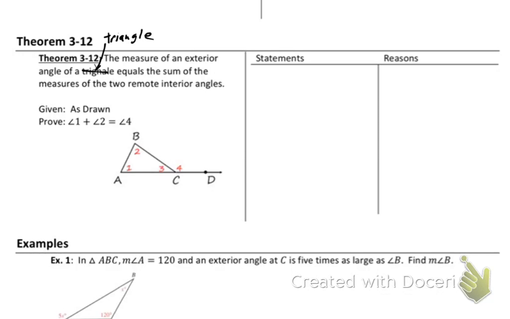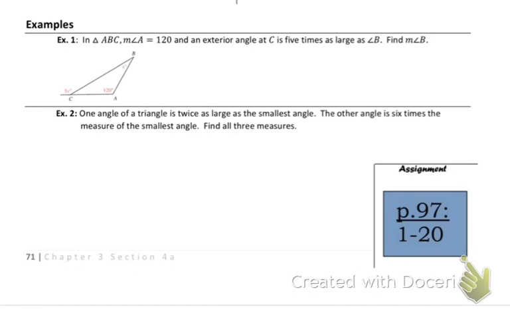Important stuff, because can you kind of picture a question they might ask in the book? It might say one remote interior angle equals 24, the exterior angle equals 40. What is your other remote interior angle? Stuff like that. And that's one of our examples.